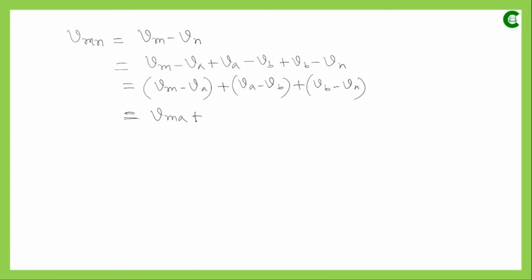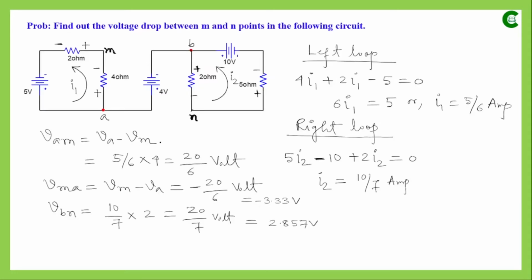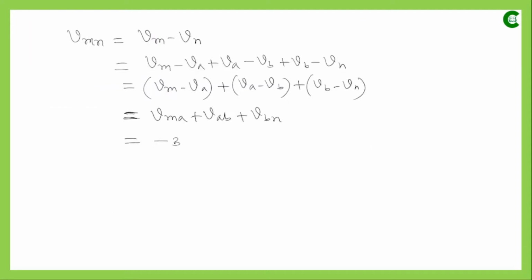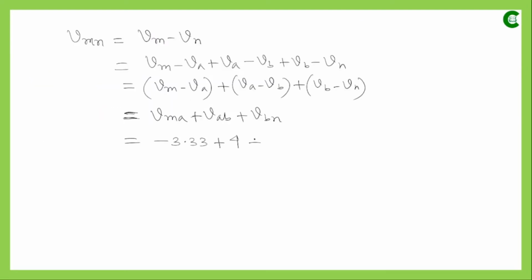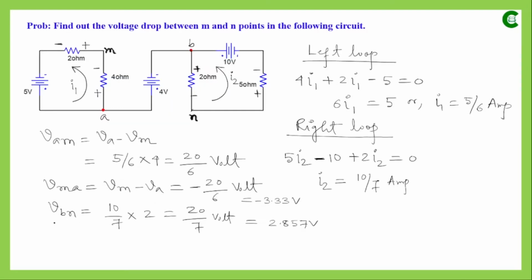So VMA plus VAB, then plus VBN. VMA we have already found out. VMA is what? Minus 3.33 volt. So minus 3.33 volt plus VAB. VAB is already given, which is 4 volt. So 4 plus VBN. VBN we have already found out, which is 2.857.